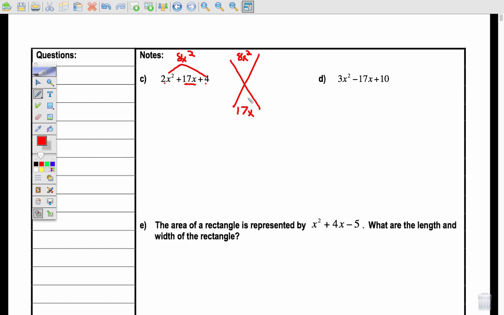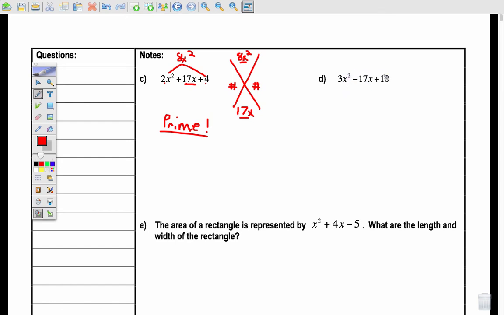What times what gives me 8x squared? When you add them together, it gives me 17x. You can think about it, 1 and 8, 2 and 4. There's no way I can get 17. This one is prime. It cannot be done. It is prime. So that one's done. Because there's nothing I can multiply. There's no two numbers right here that I can multiply to give me 8x squared and add to give me 17x. There's no two numbers.